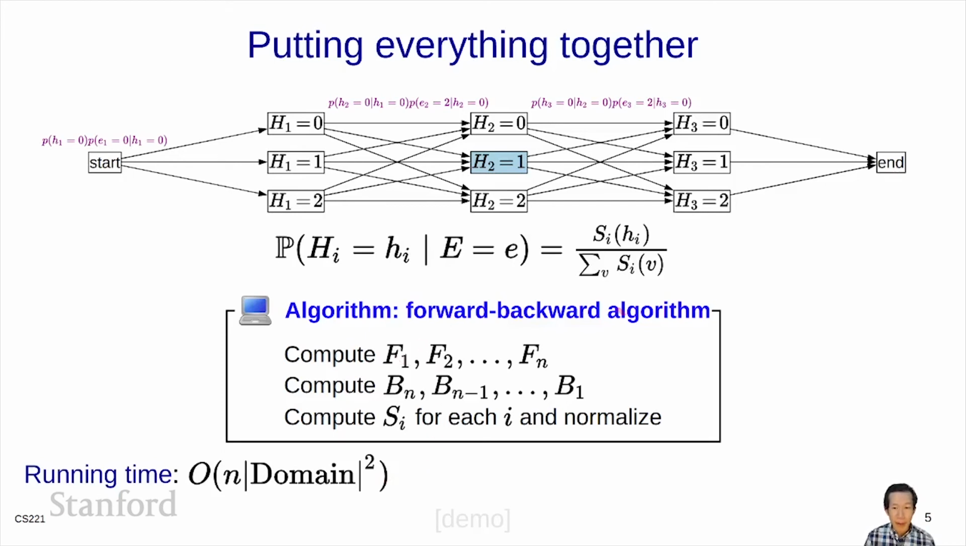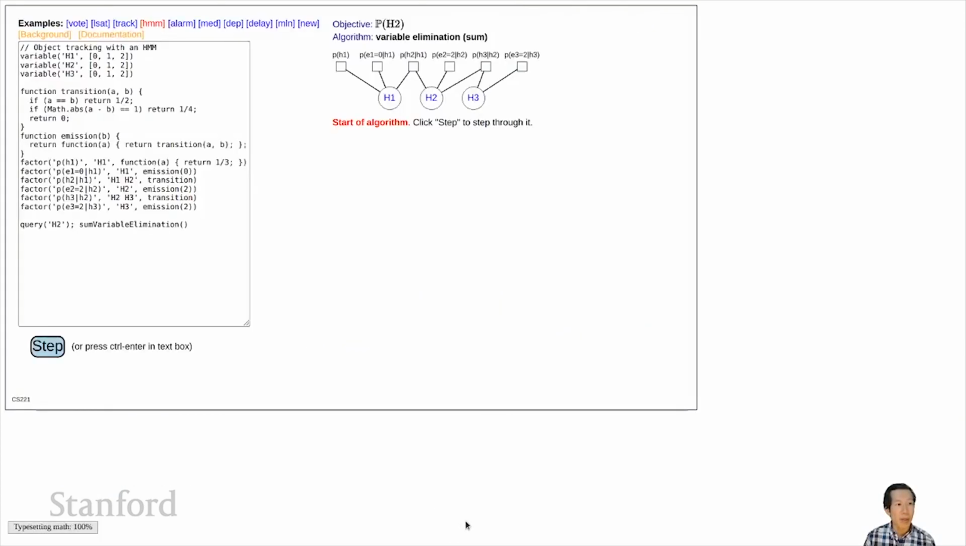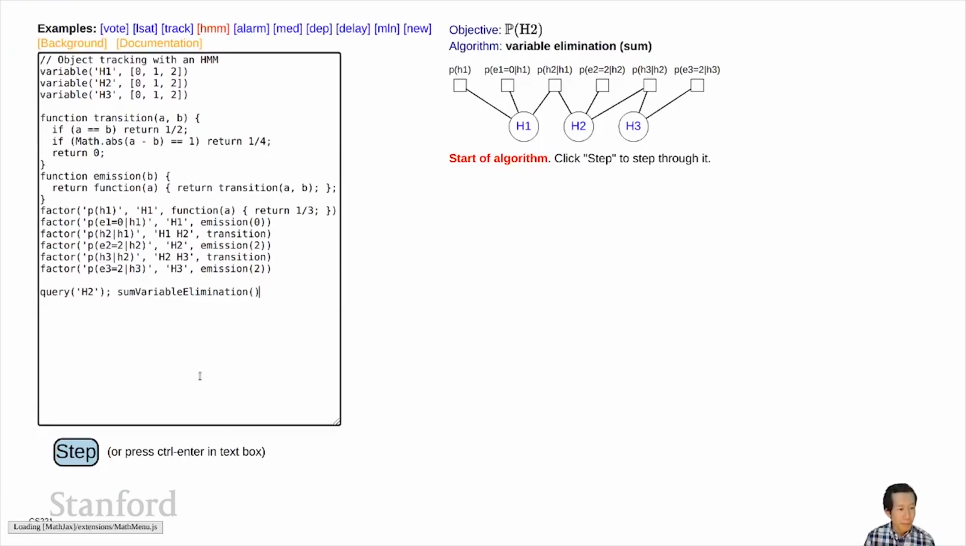One other note is that the forward-backward algorithm actually computes all the smoothing queries for each i. And the time complexity for computing all of them is exactly the same as computing any individual one. That's because there's a lot of shared computation. The forward message that's computed is used down here, and same with the backward messages in the other direction. So let's look at a quick demo of this in action.